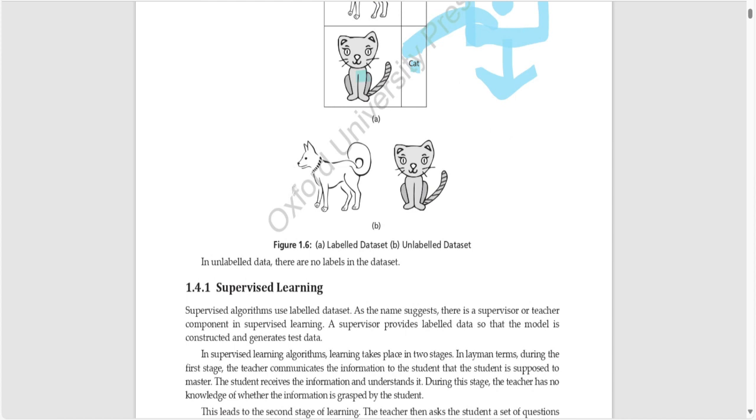Second, this one is an unlabeled data set. Here no labels are given, and the machine cannot detect what this image is, what that image is, so it cannot classify this. What it does is distinguish between these both images. An unlabeled data set is used in unsupervised learning.